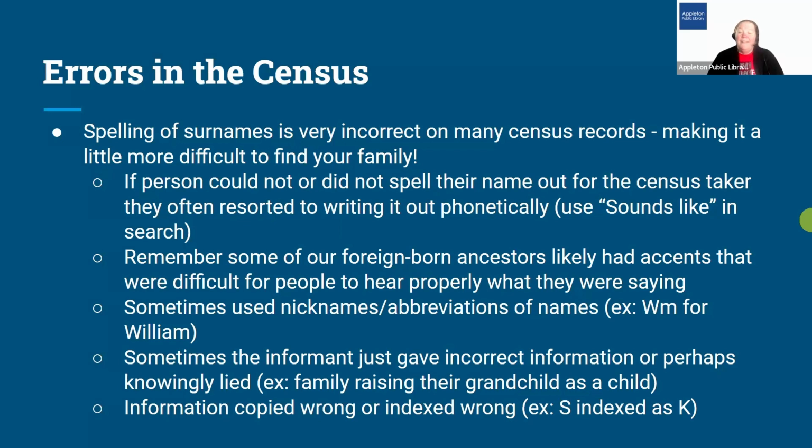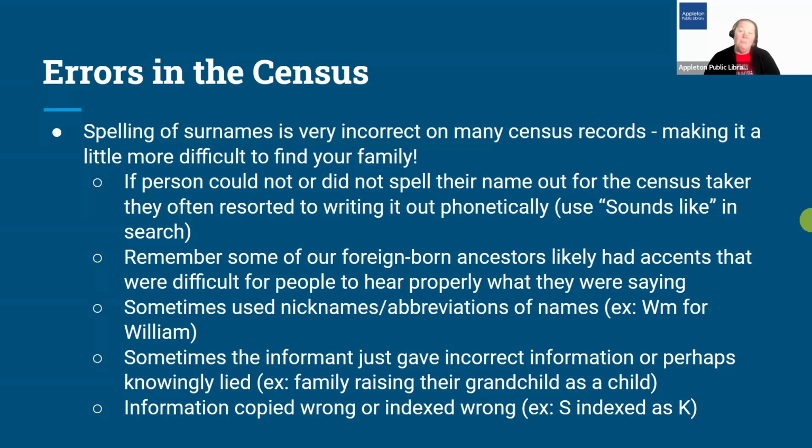Remember, some of our foreign-born ancestors likely had accents that maybe were difficult for people to hear properly. So that might be another layer of trying to write something out phonetically when you've heard it differently. Again, sometimes they're using nicknames or abbreviations. So you might see WM for William instead of William written out completely, or John I've seen as JNO. So that's another thing that might be making it difficult to find your ancestors when you're doing that keyword search.